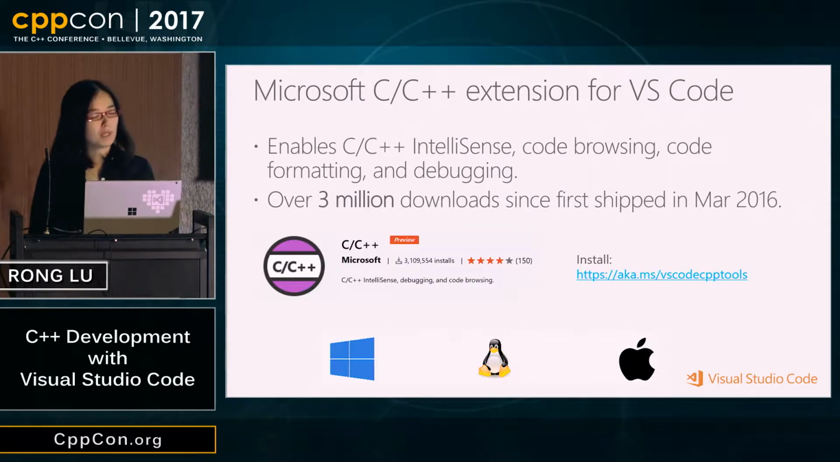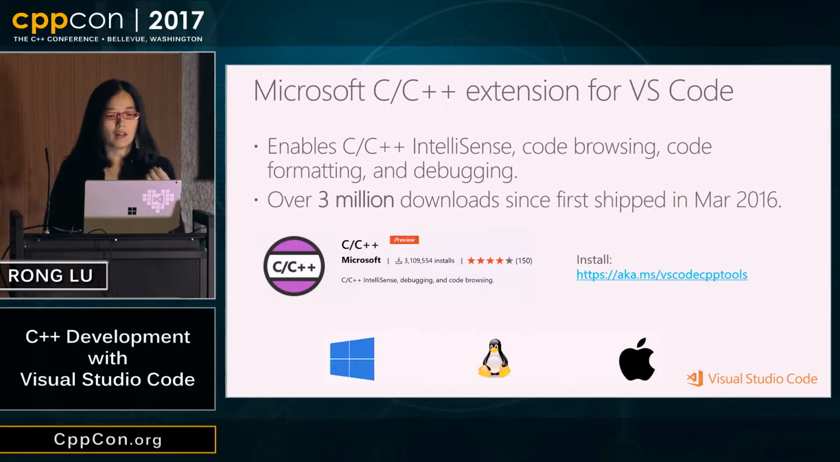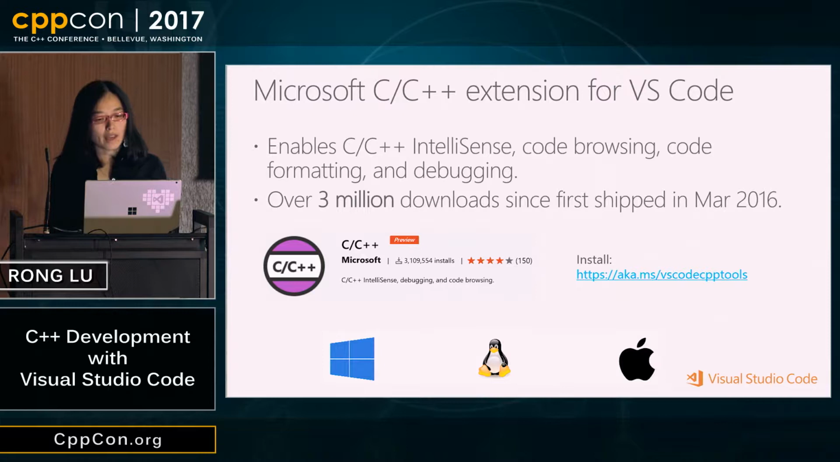So let's talk a little bit about the VS Code C++ extension that we provide. Basically it enables C++ IntelliSense, code browsing, code formatting, and debugging functionalities. And since it was shipped a year and a half ago, we have got over 3 million downloads. So we're really proud of that.